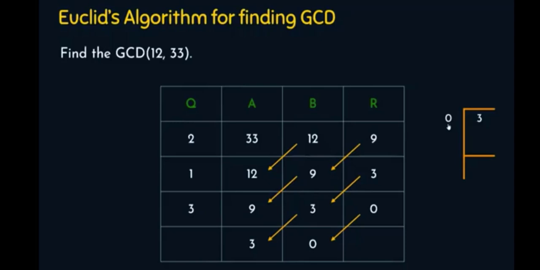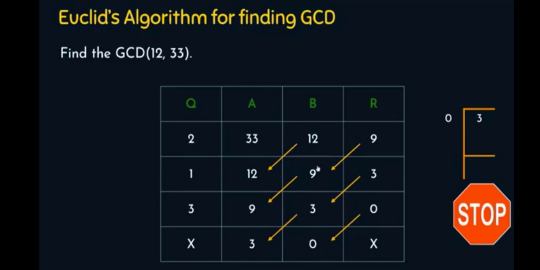Can we divide it? No, of course not. We cannot divide by 0, so we will stop. So the greatest common divisor will be under A. Once you reach 0 under B, you have to stop, and the greatest common divisor of the two numbers will be under A. Is it okay? Yes, let's go for another example.